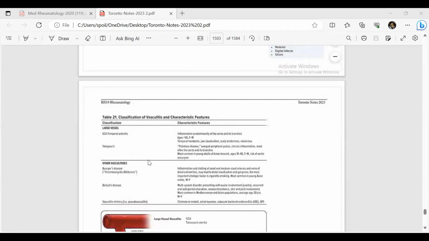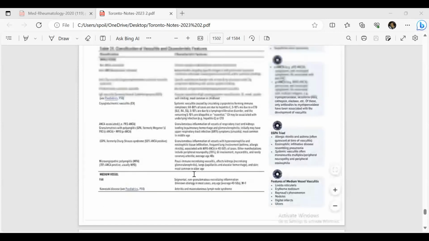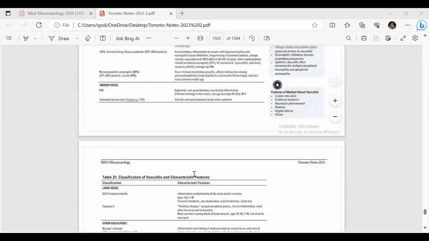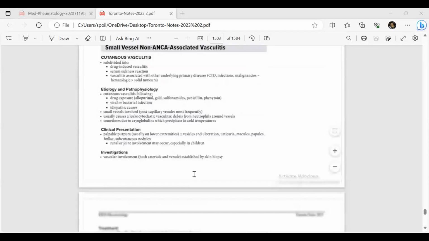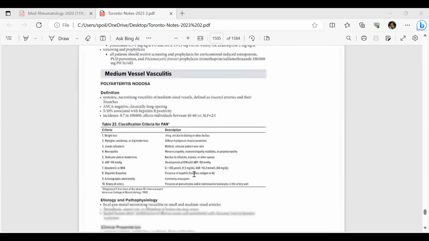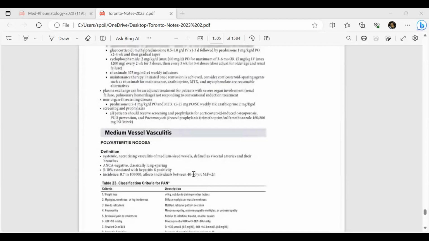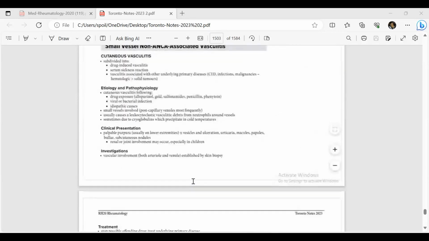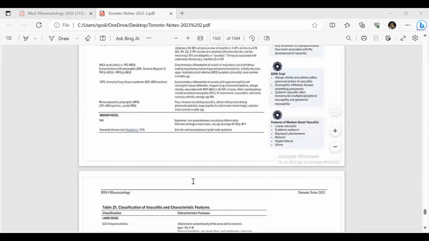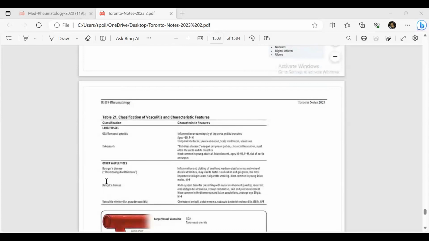Okay, we will just revise one more time and then we will move forward. What we have read so far is that in polyarteritis nodosa, PAN, we have ocular involvement, and in Behçet's disease there is also ocular involvement.